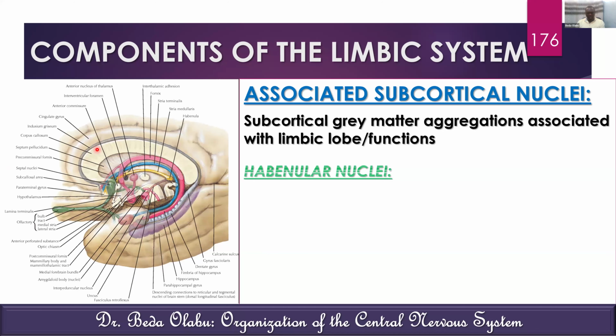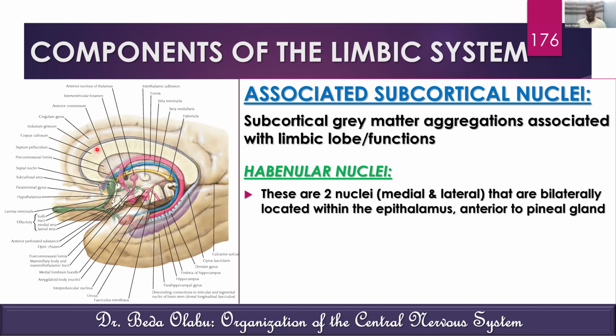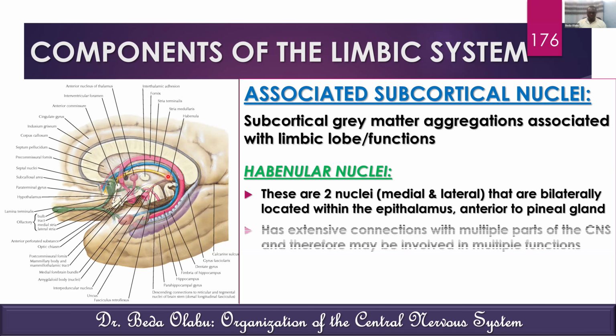Last but not least is the habenula nuclei. Habenula nuclei are two nuclei, the medial and lateral habenula nuclei, that are bilaterally located within the epithalamus, this region there, just in front of the pineal body. Pineal body is that one. So this is habenula nuclei. These also have extensive connections with multiple parts of the central nervous system and are therefore maybe having multiple functions as well.